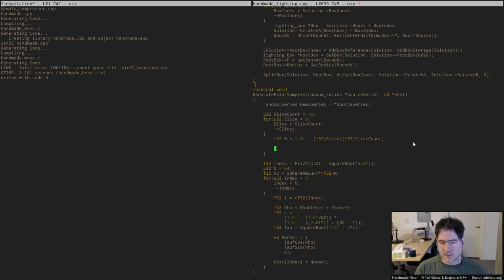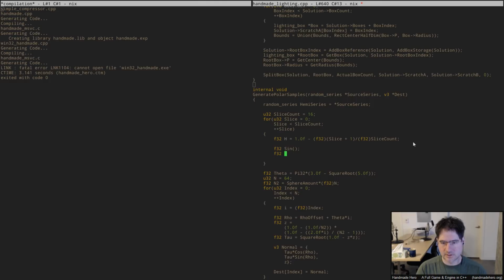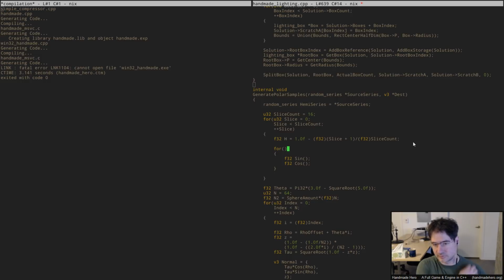Something like this. And then, of course, I just want to take wherever I am on the disk, and I probably want this to actually be slice plus 1 in this case. But I want to take wherever I am on the disk, and I want to go out in my sine cosine fashion, right? So I've got my sine, and I've got my cosine. So now I want to place things around my slice.